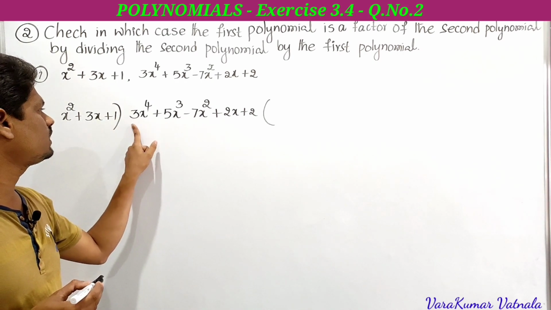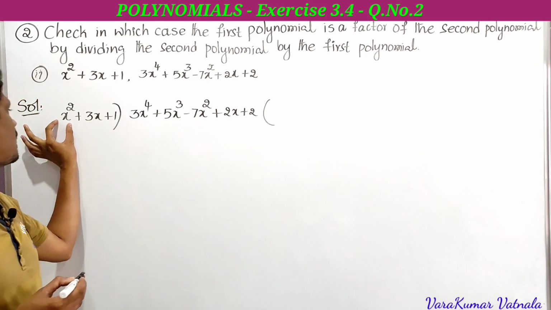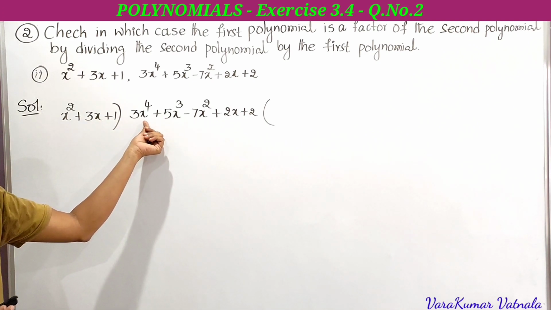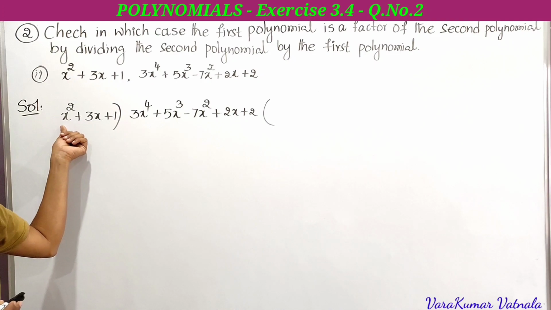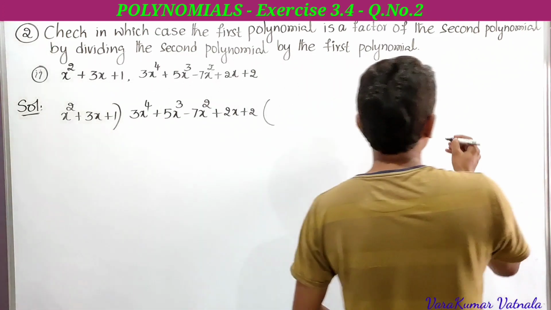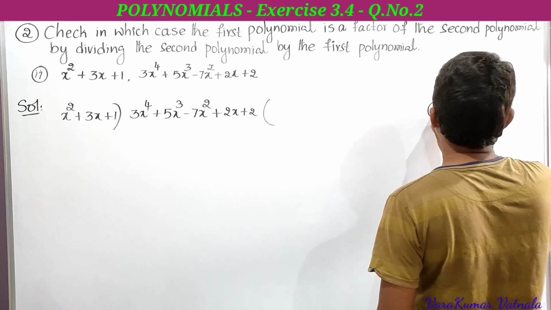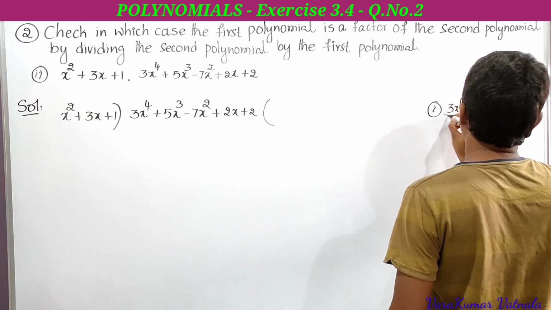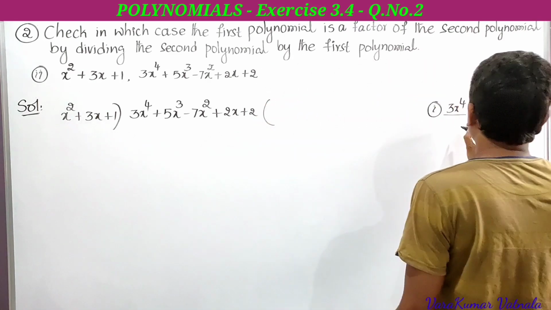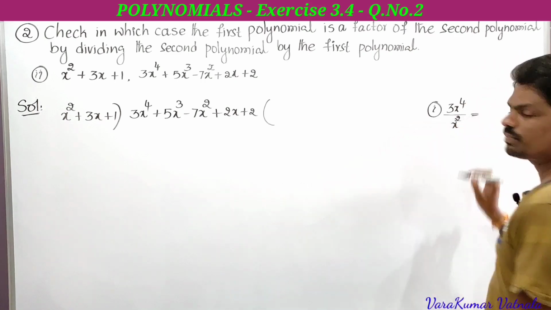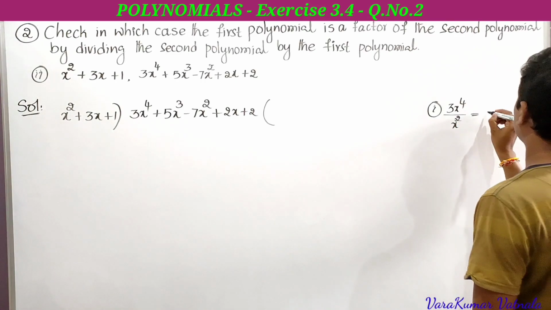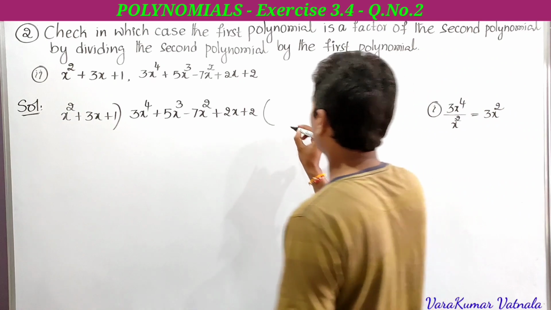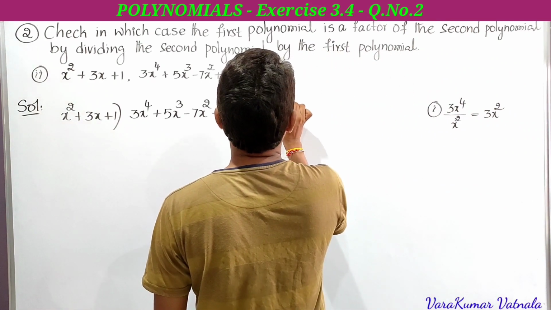this is the highest degree term of the dividend. So this is the highest degree term of the divisor. So divide the highest degree term of the dividend by the highest degree term of the divisor. That is, we have to divide the first term of the dividend by the first term of the divisor. So 3x to the power 4 divided by x square, we get 3x square. Write this 3x square in the quotient area.